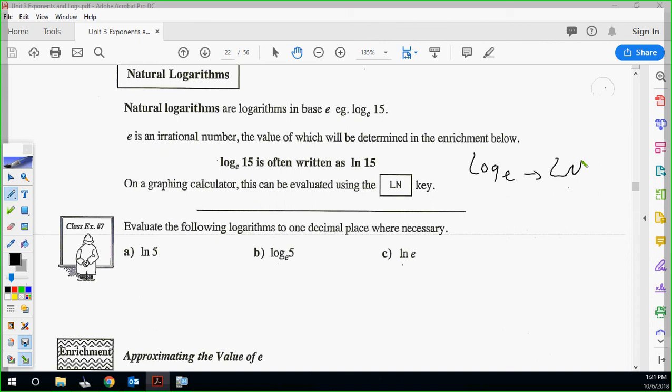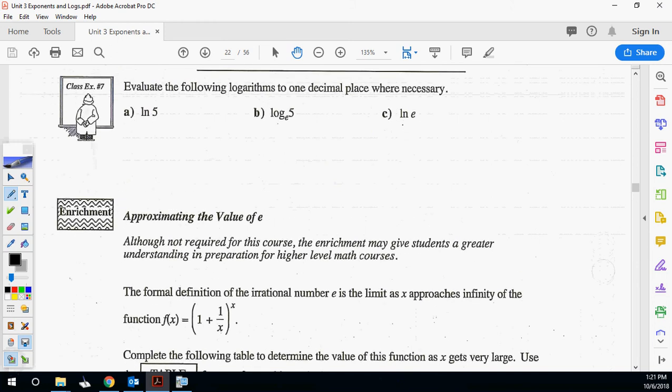To evaluate the following logarithms, round the decimal to one place when necessary. So when you do these, you can put them in your calculator. So we can go and do this in the calculator again. So let's look at ln of 5.